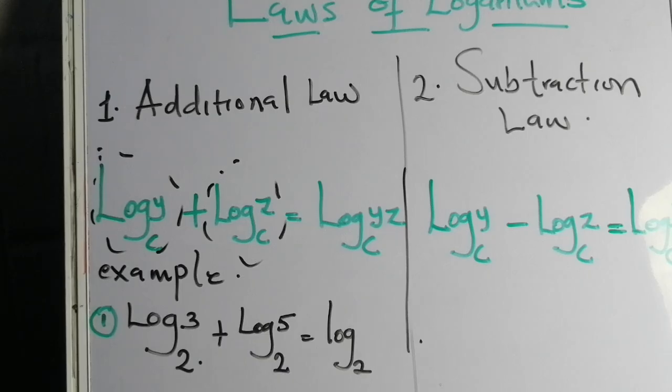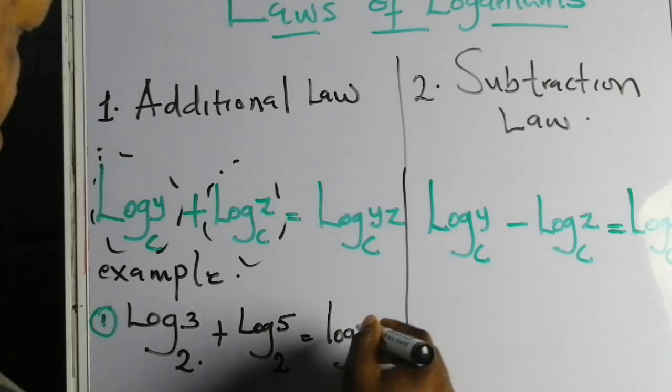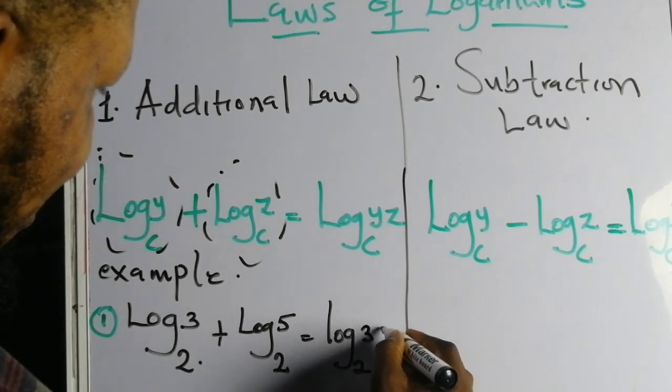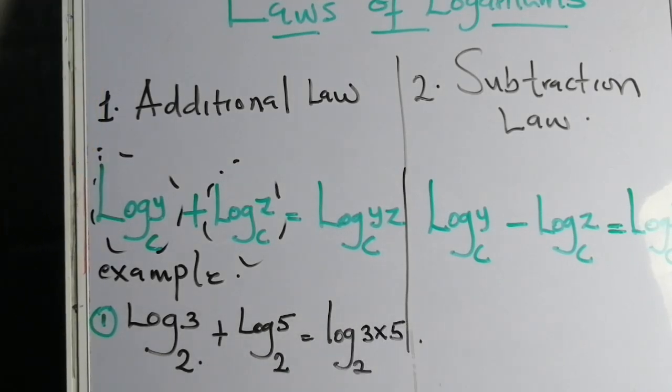So when you pick one log base 2, what do you do to the values? You multiply. That's 3 times 5. It's as simple as that. So when you multiply the values, you have 3 times 5, and at the end of the day, you get your answer.